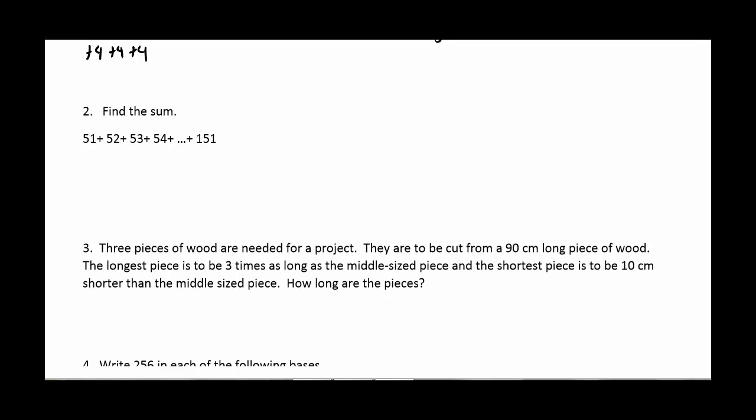In number 2, we are asked to find the sum of a long list of numbers. The intention is not to add a bunch of numbers in the calculator. That would just take forever. So this is a pattern that we looked at where I'm going to take the 51 to 151 and I'm going to repeat it in reverse order. So 151 plus 150 plus 149 plus all the way down to 51.